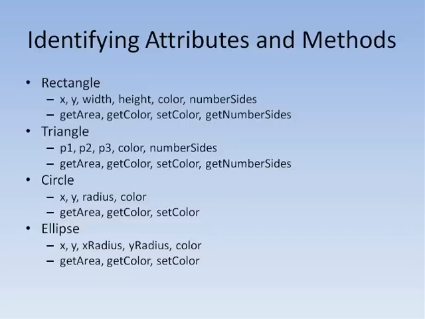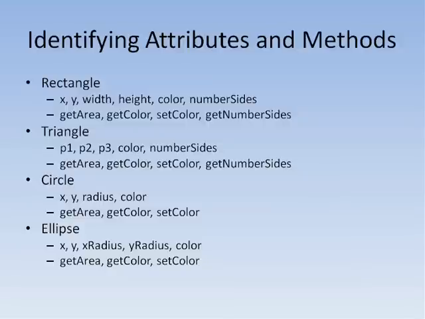First, we'll identify attributes and methods for each of these classes. Rectangles will be defined with the x and y of the upper left corner, and width and height, and have a color and number of sides. Triangles are defined by specifying 3 points, and have a color and number of sides. Circles have a center x and y, and a radius, as well as a color. Ellipses will have a center, 2 radii, and a color.